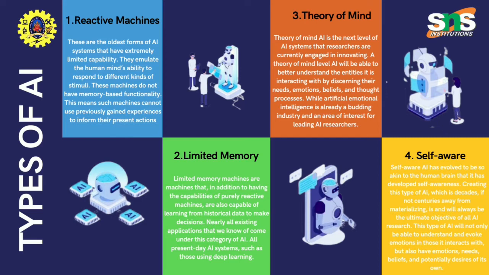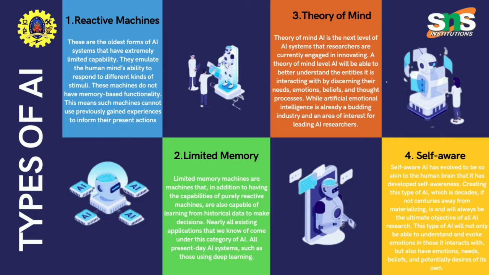The next is the limited memory. These are the machines that, in addition to having the capabilities of purely reactive machines, are also capable of learning from historical data to make decisions. Nearly all existing applications that we know of come under this category of AI.